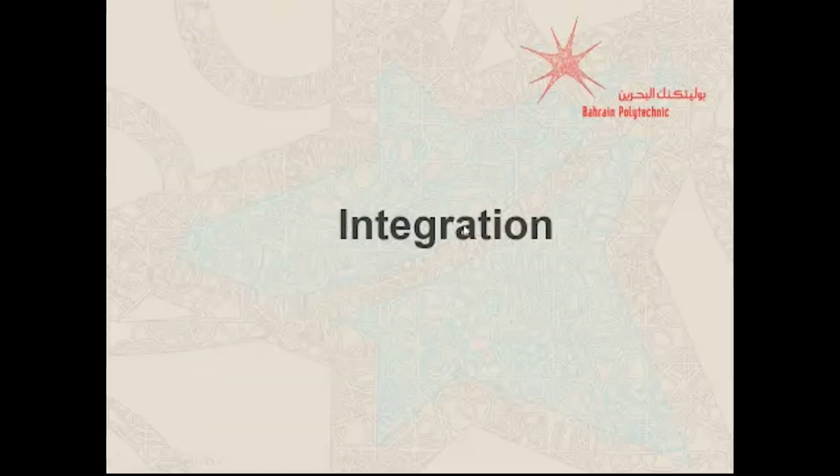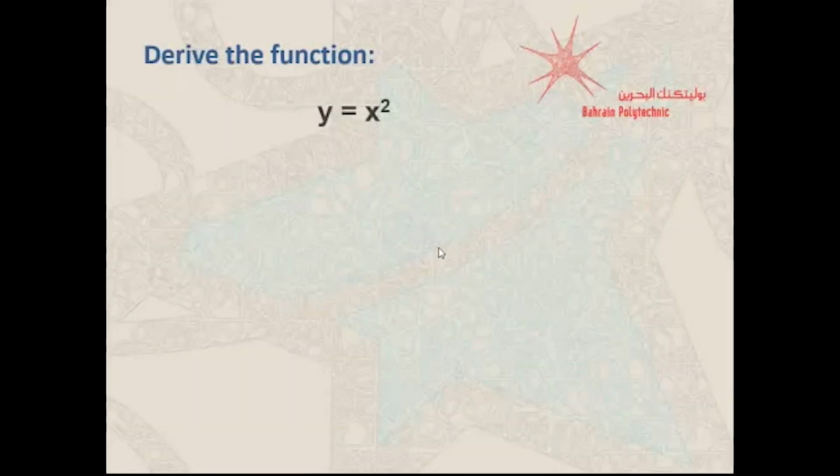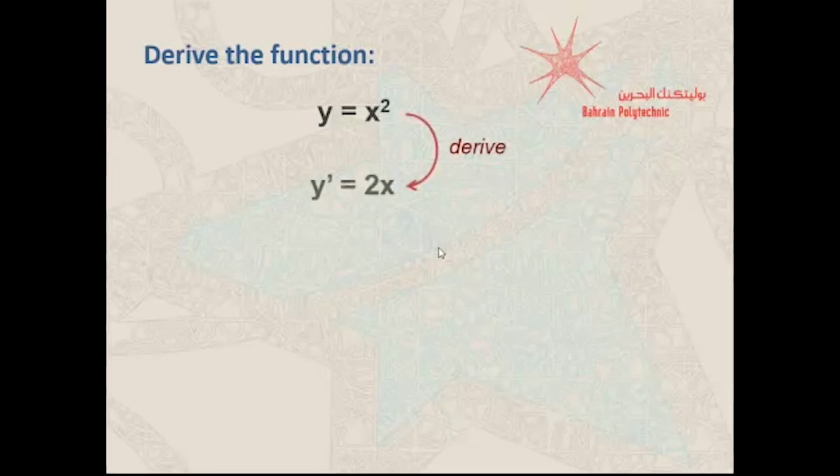Integration. What do we mean by integration? Well, you can think of integration as the reverse process of differentiation, meaning that given a function, let's say y equals x squared, if I derive this function, I would get, using the rules of differentiation, 2x. How about if I was given the derivative, which is the 2x, and I want to figure out what is the function that if I derive, I get a 2x.